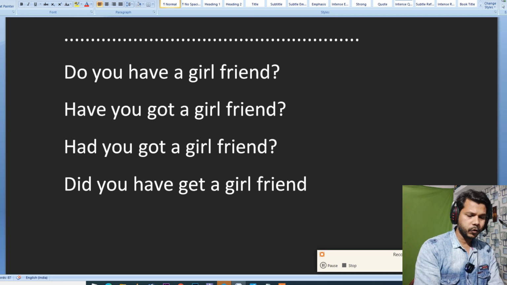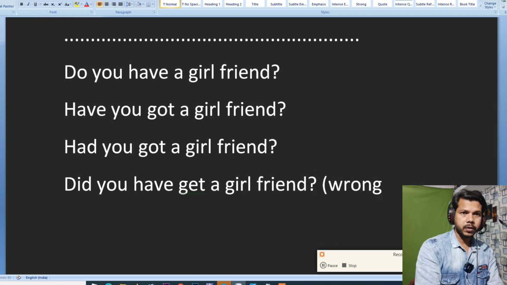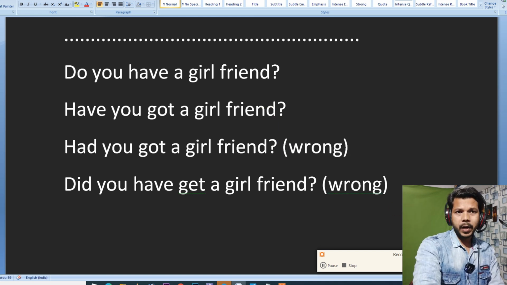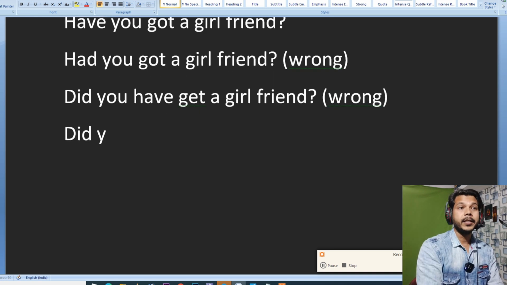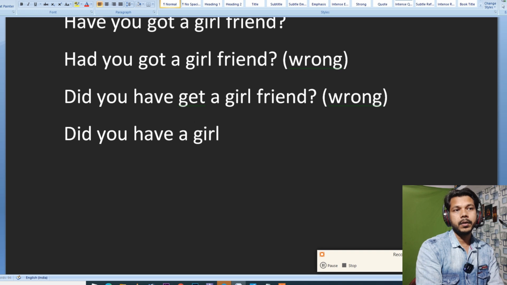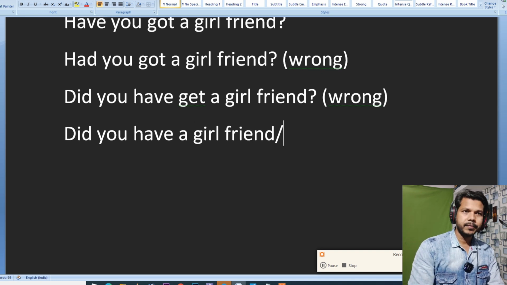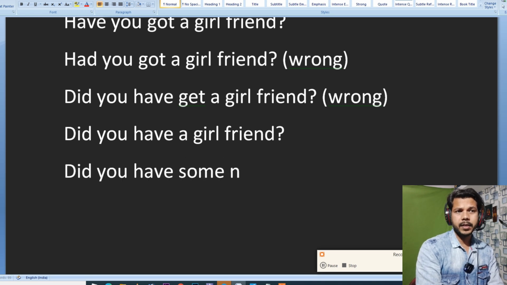Absolutely wrong. You can't say like this. So this is wrong, and this is also wrong. If you have to ask a question about past possession, you can say, did you have a girlfriend? Like this. Okay. Hey buddy, did you have some money yesterday? Did you have some money? Did you have some money yesterday?